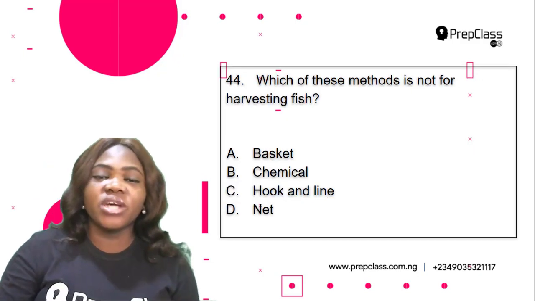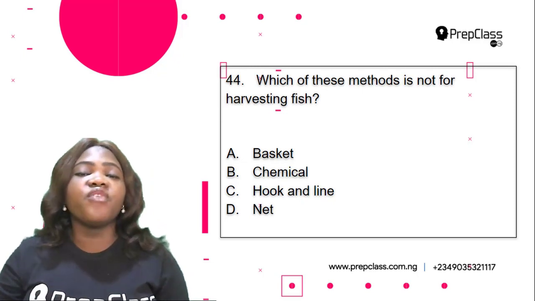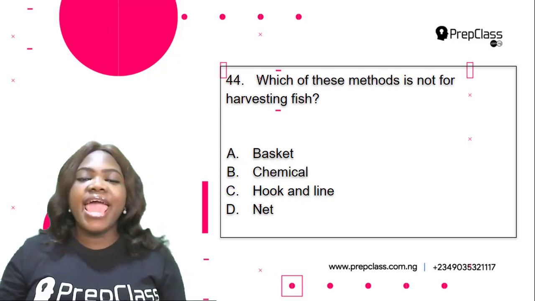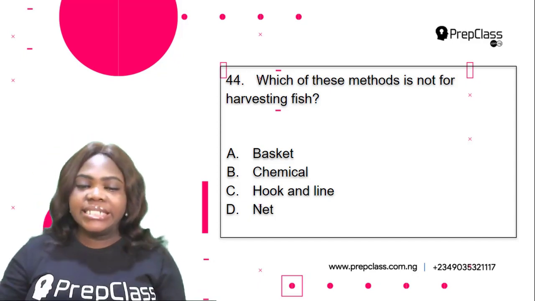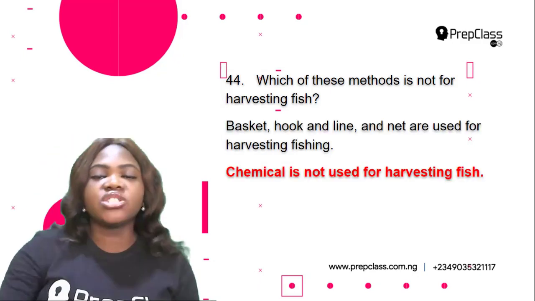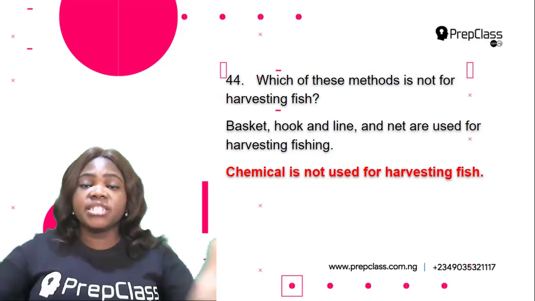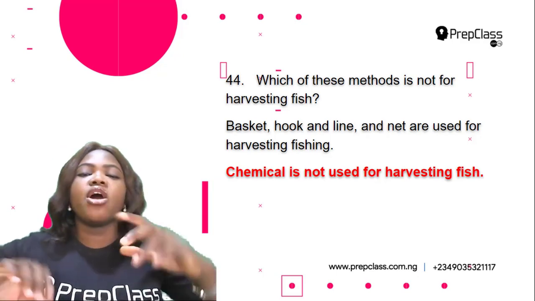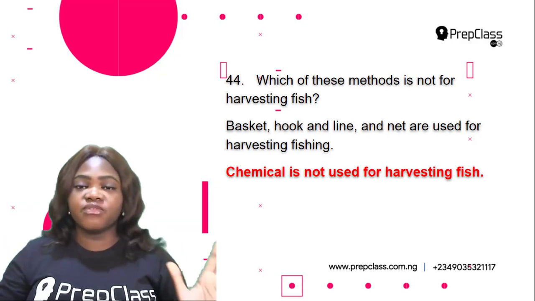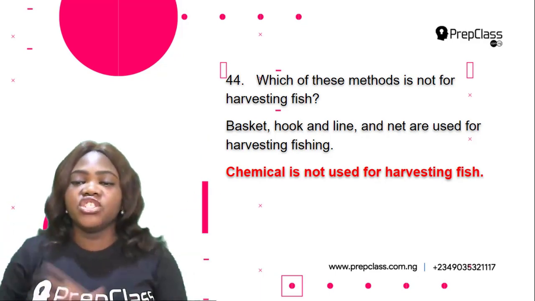Okay, so the next question is question 44. Which of these methods is not for harvesting fish? A. Basket, B. Chemical, C. Hook and line, D. Net. Okay, so basket can be used to harvest fish, maybe from a very small pond. Hook and line is also used to harvest fish. Net can also be used to harvest fish. Fishermen cast nets into the sea to get fishes.